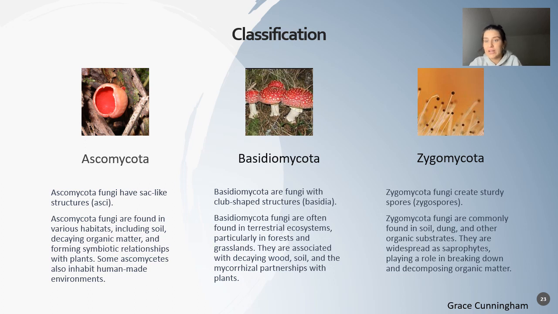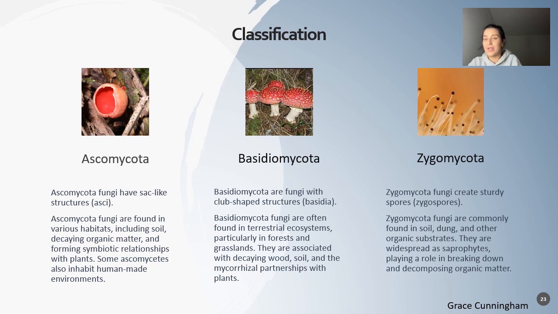Ascomycota fungi have sac-like structures, as seen in the picture, called asci. They are found in various habitats, including soil, decaying organic matter, and forming symbiotic relationships with plants. Some also inhabit human-made environments.